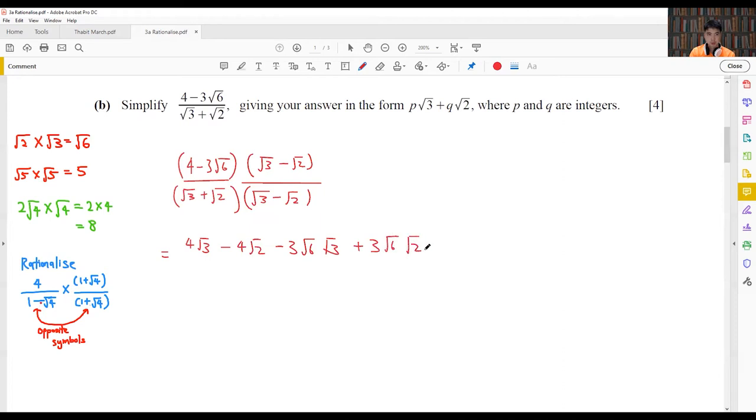6 surd 2. I'll simplify everything in one shot later. Over what we have at the bottom is surd 3 times surd 3, you have just 3, okay? Then surd 3 minus surd 2, you have minus surd 3 times surd 2 plus surd 3 times surd 2.